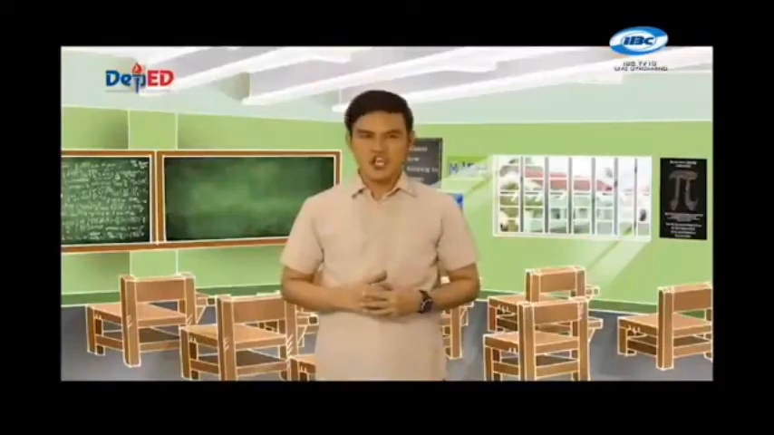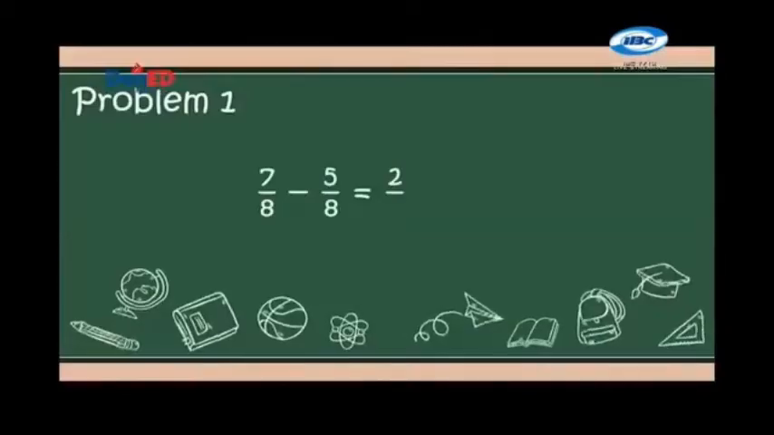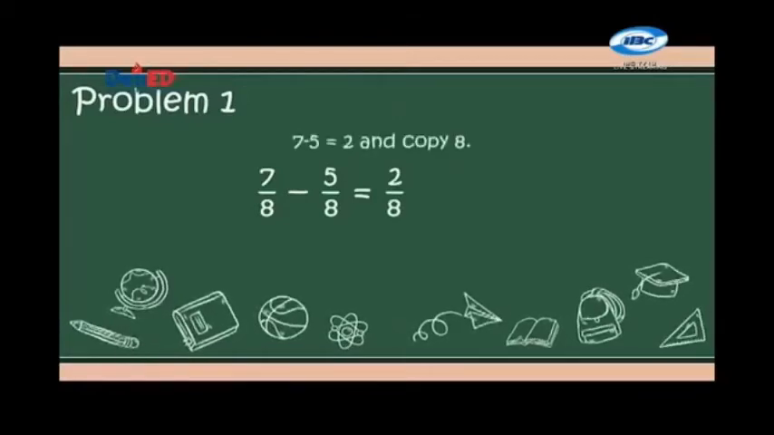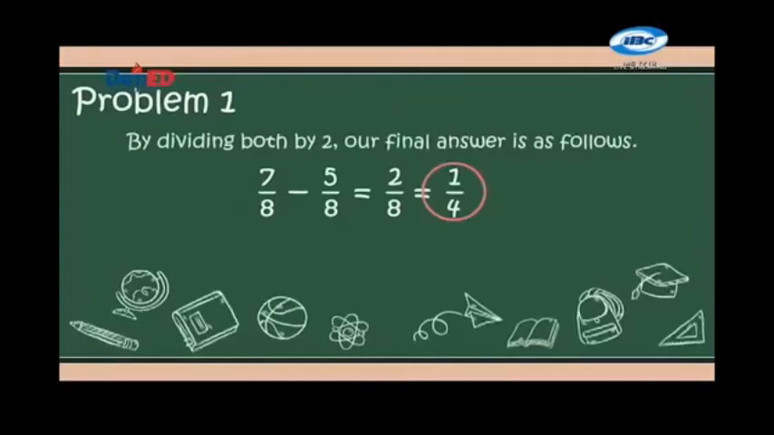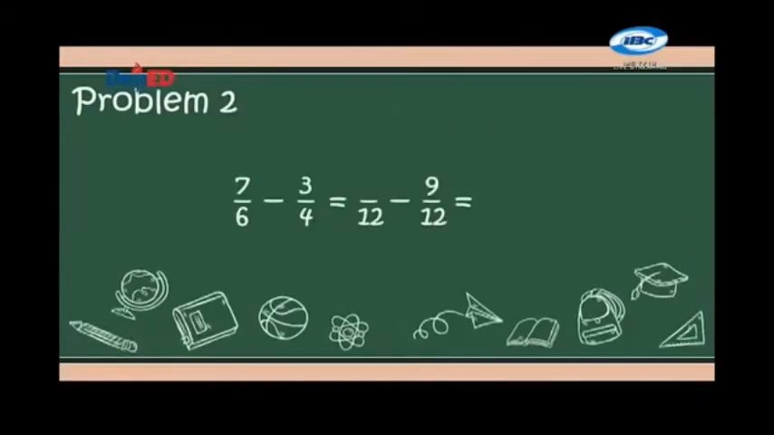Now, let us check your answers. Number 1. In subtracting similar fractions, just subtract the numerators and copy the common denominator. 7 minus 5 equals 2, and copy 8. Is 2 eighths already a lowest term? No. What is the GCF of 2 and 8? Yes, by dividing both by 2, our final answer is 1/4.